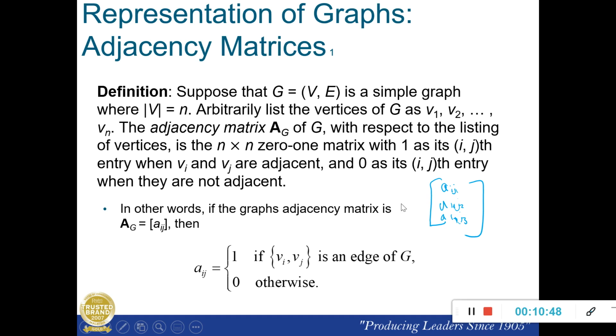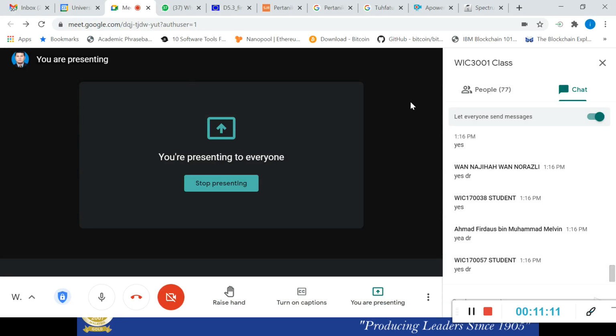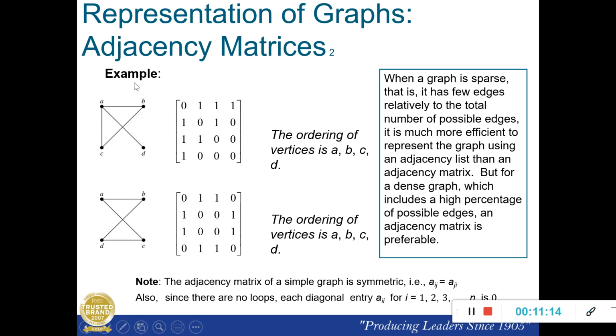In other words, if the graph's adjacency matrix is A_G with entries a_ij, then if there is an edge between Vi and Vj, the value in the matrix is 1. And if it doesn't have an edge from Vi to Vj, it is 0. So we'll see the example here. This is an undirected simple graph. If you want to draw the matrix, you have A, B, C, and D across the rows and columns.